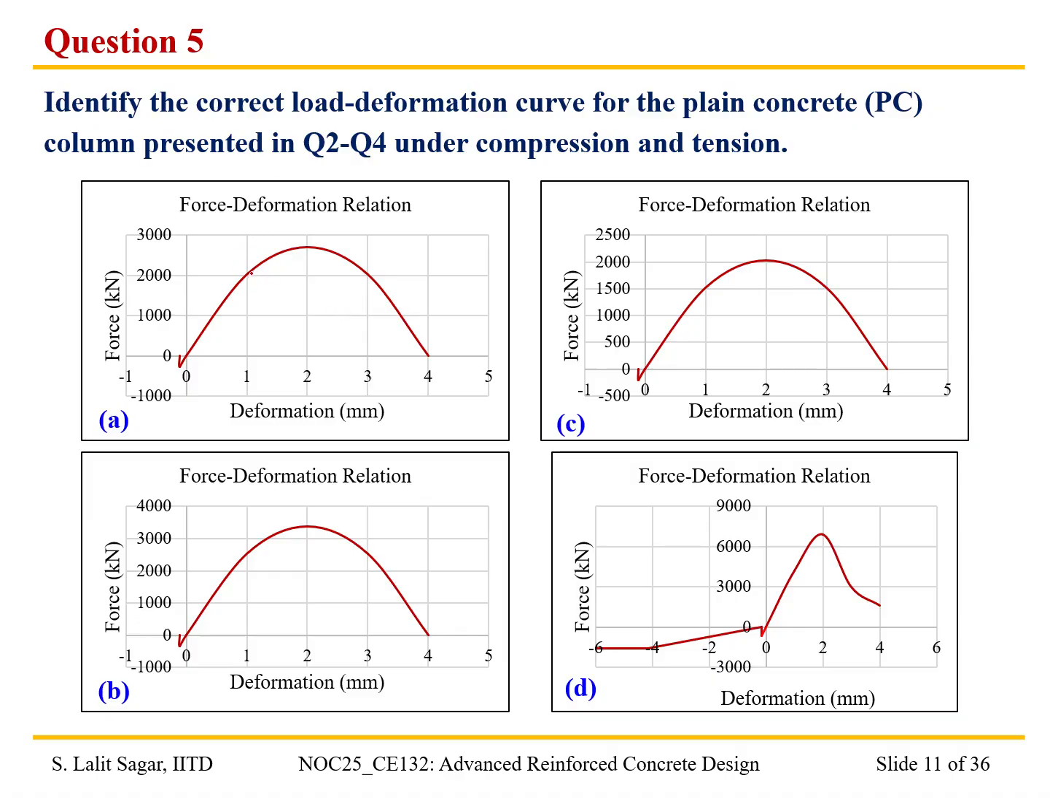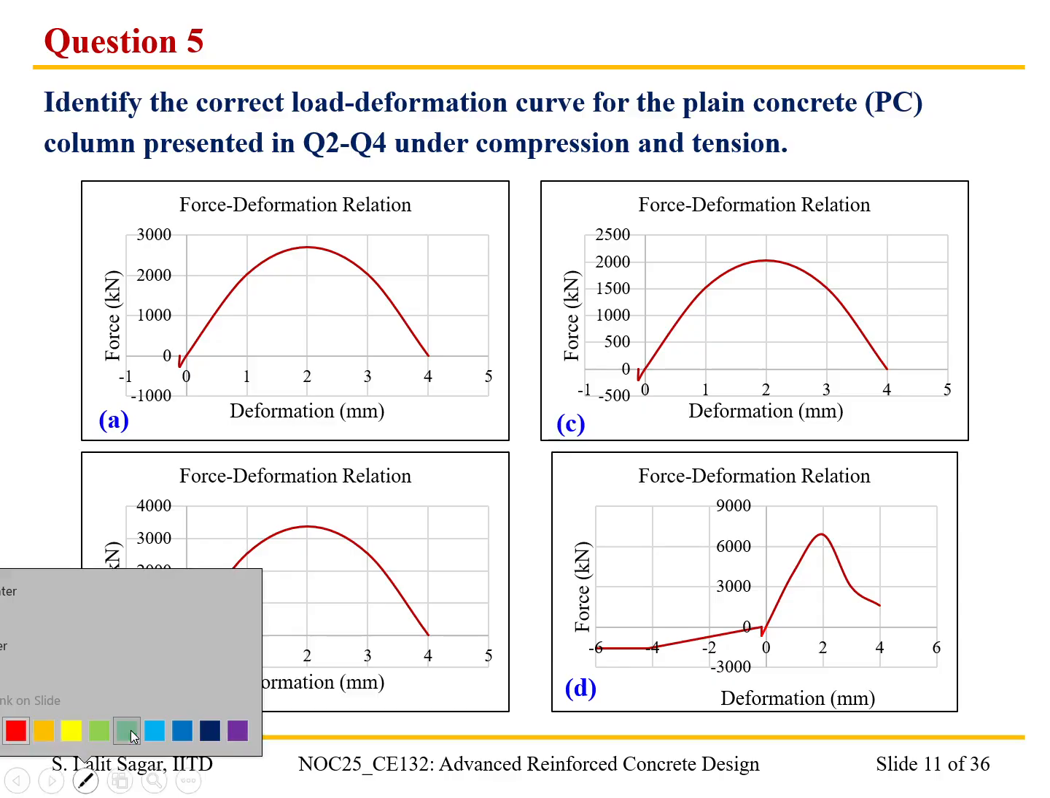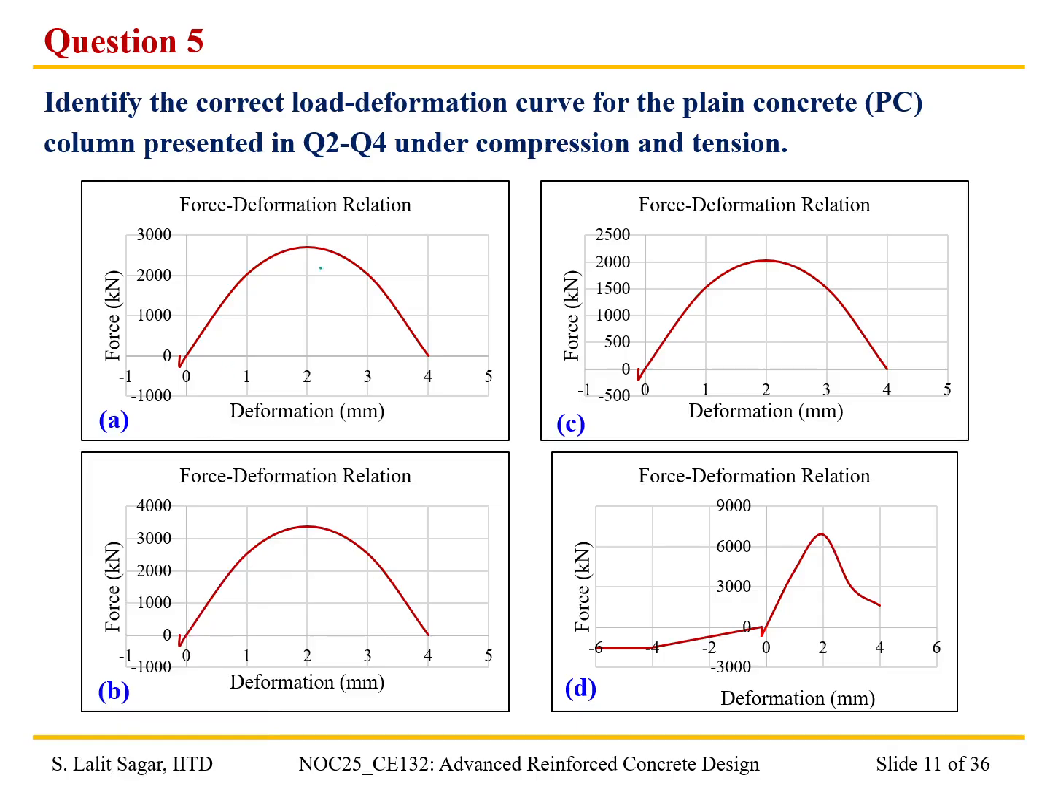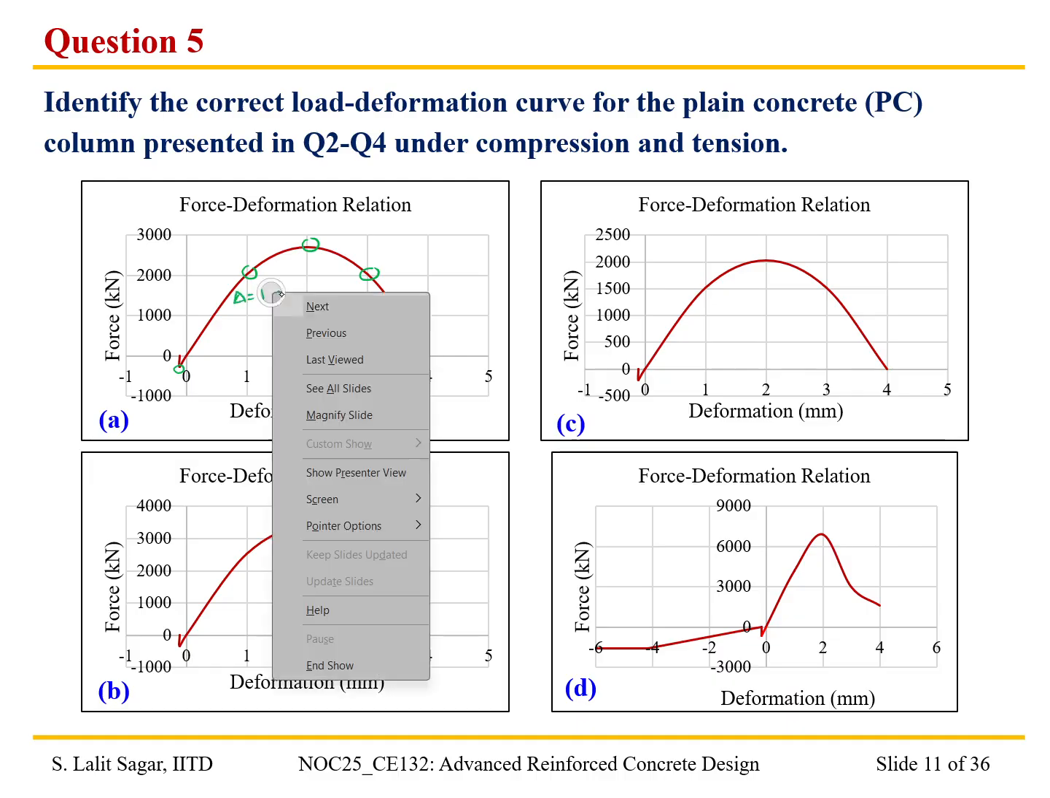So for this deformation delta, I'm going to take a different color for better clarity. Here we have one point over here, one point over here, one point over here, and here is the point corresponding to the tensile cracking. So here we have delta equal to 1 millimeter.